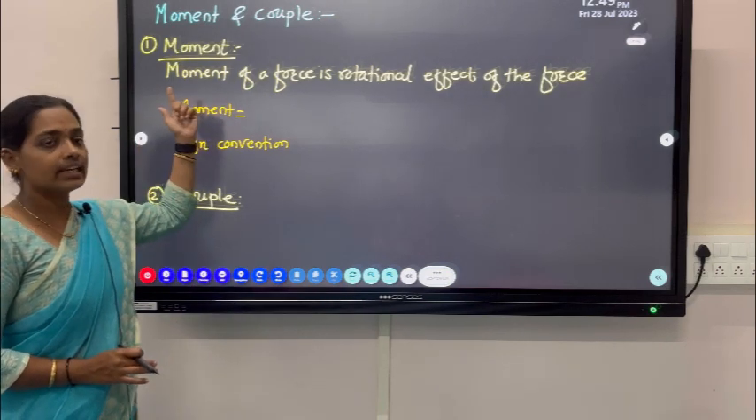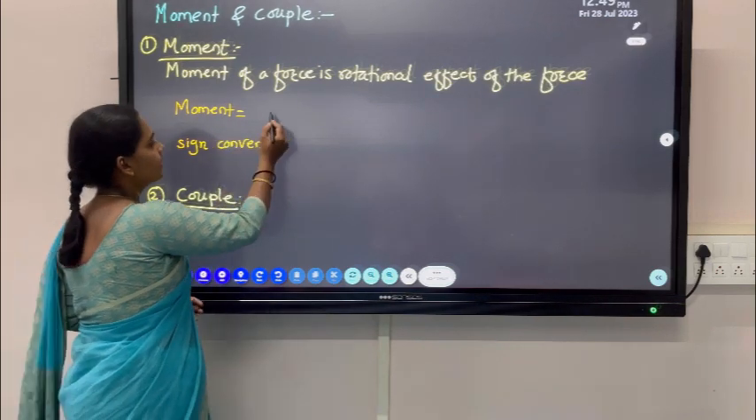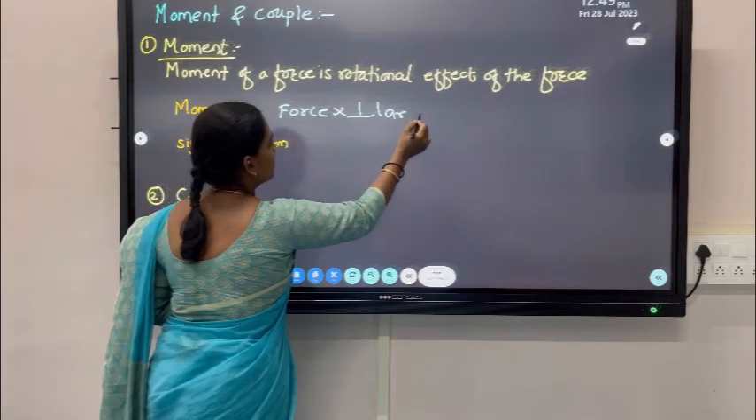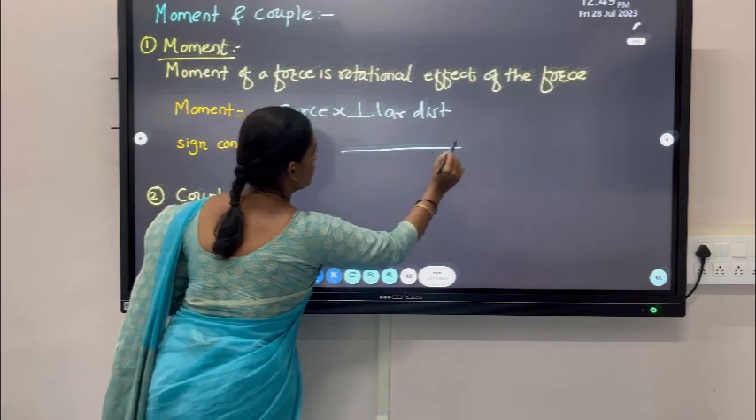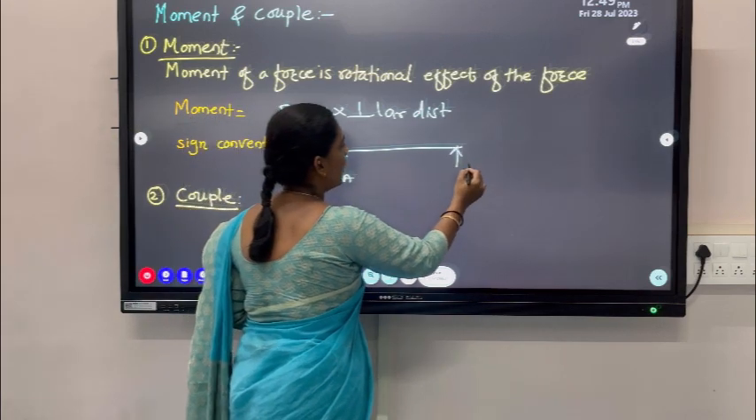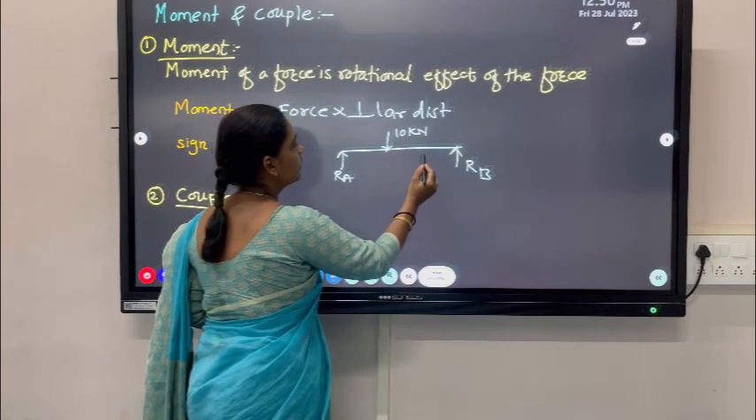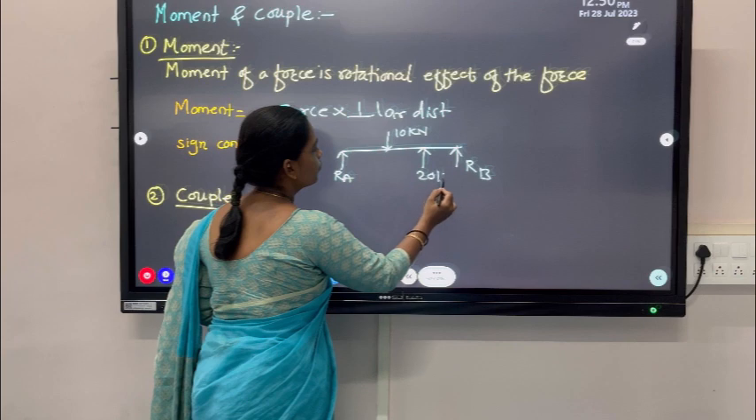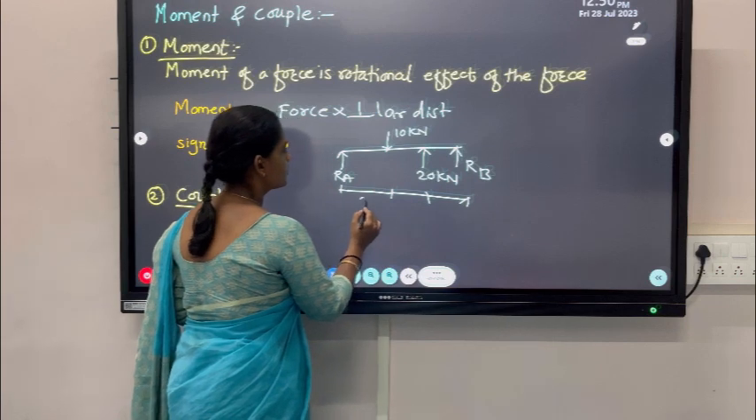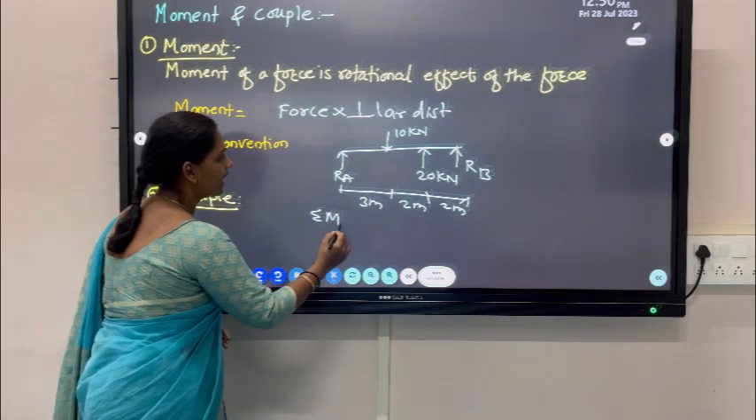Moment and couple. Basically, moment of a force is rotational effect of the force. We can also write moment is a product of force into perpendicular distance. Okay. Suppose this is a beam, on this particular beam, suppose this is RA, reaction RA and RB, and some more forces, suppose 10 kilonewton force is acting, then again this is 20 kilonewton force is acting, the distance from particular point A and B, suppose this is 3 meter, this is 2 meter and this is 2 meter, and I want summation of moment at point A.